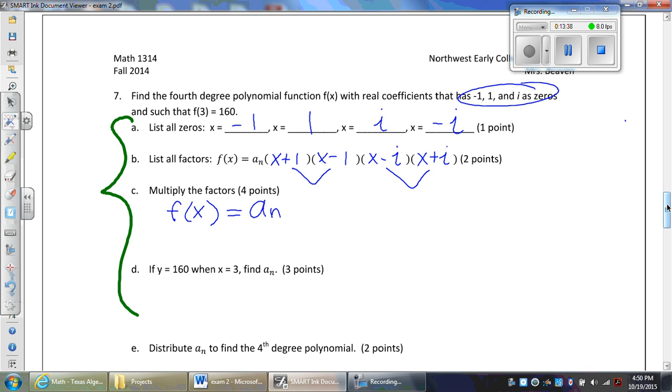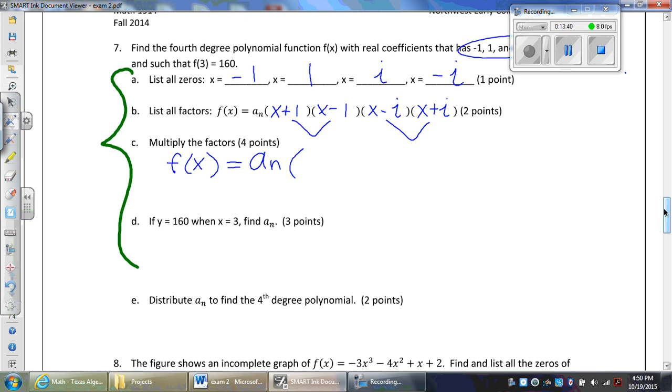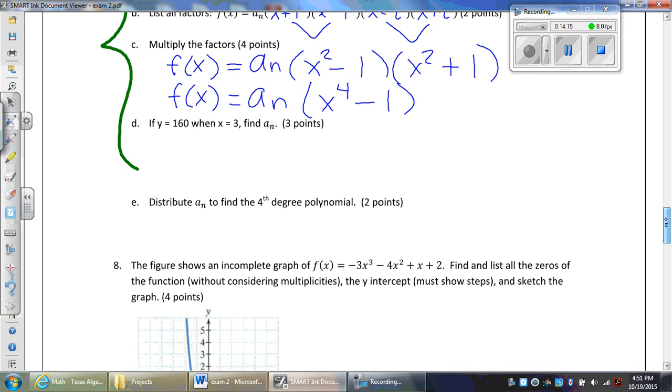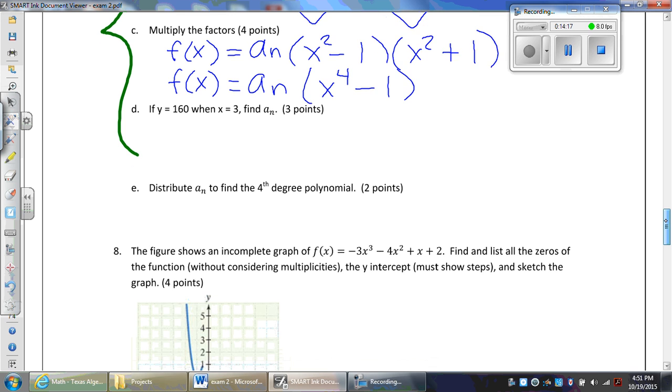A sub n is still a mystery. So here, difference of squares, x squared minus 1. And here I could use the shortcut, that's x squared plus 1. And then you multiply those. So that will be, I think it's x to the 4th minus 1. Yes. If you're not sure, you could do the long way, and you will see that the two in the middle will cancel. I'm just trying to go fast so we can get to another problem, okay?